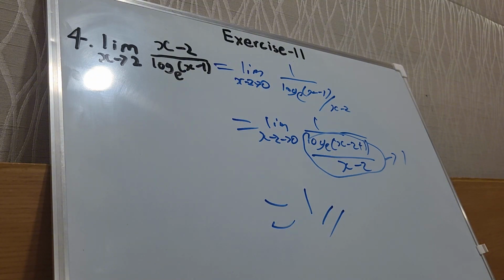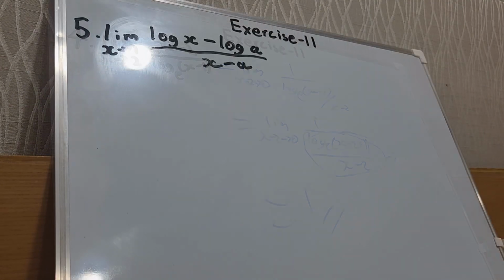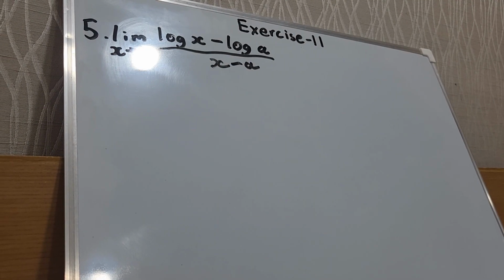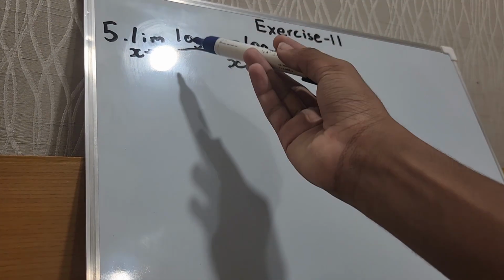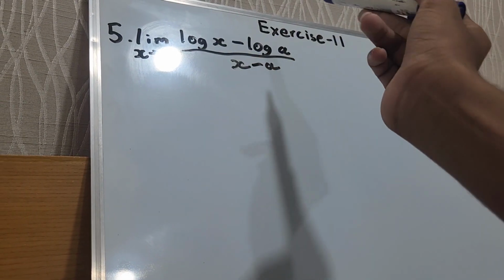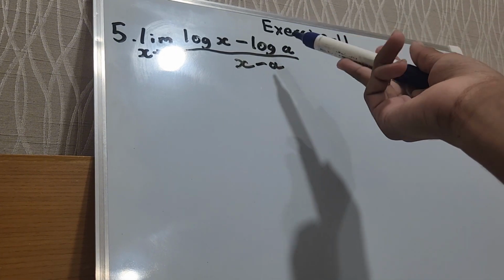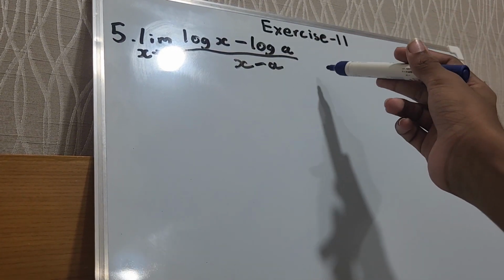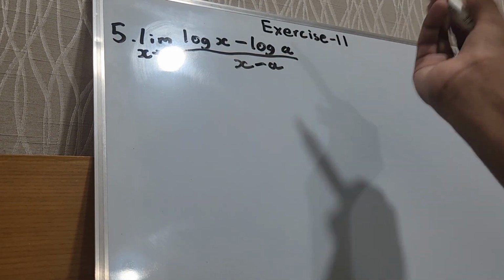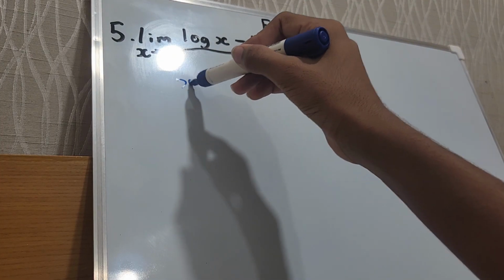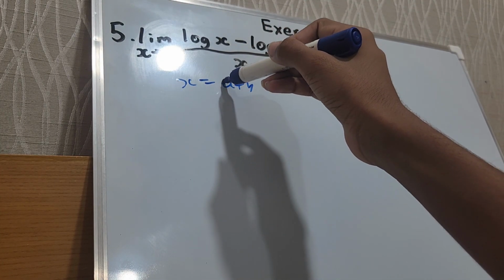Now we'll move on to the fifth question as well. And that question also we have to replace x with a plus h, and let's see how we do it. Now we are on the fifth question. So limit x tends to a, log x minus log a by x minus a. So substitute this as I told, you have to replace x with a plus h.